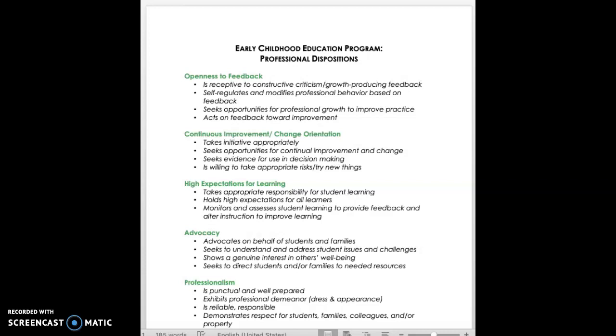The next disposition is advocacy, and this means that we are advocating for our children and families and for developmentally appropriate practices across the board for our families. We show a genuine interest in their well-being, and we're looking to move these students and families forward and provide them with the services and resources they need to meet those high expectations we have for them and to make sure that they are appropriate to serve all of the child and family needs.